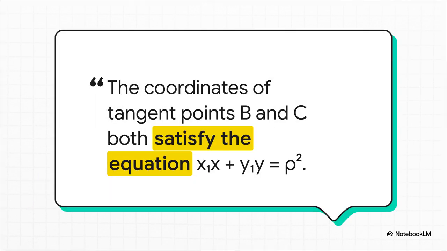So how in the world does that work? The logic behind it is just genius. It turns out that the coordinates of both of those tangent points, B and C, magically satisfy this one single equation. And since you only need 2 points to define one unique straight line, well, this has to be the equation for the line that connects them. It's just a beautiful little piece of mathematical deduction.